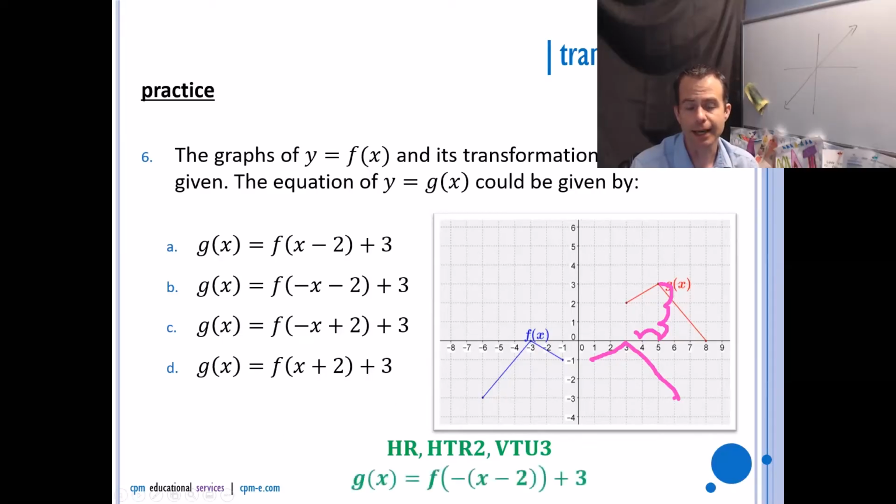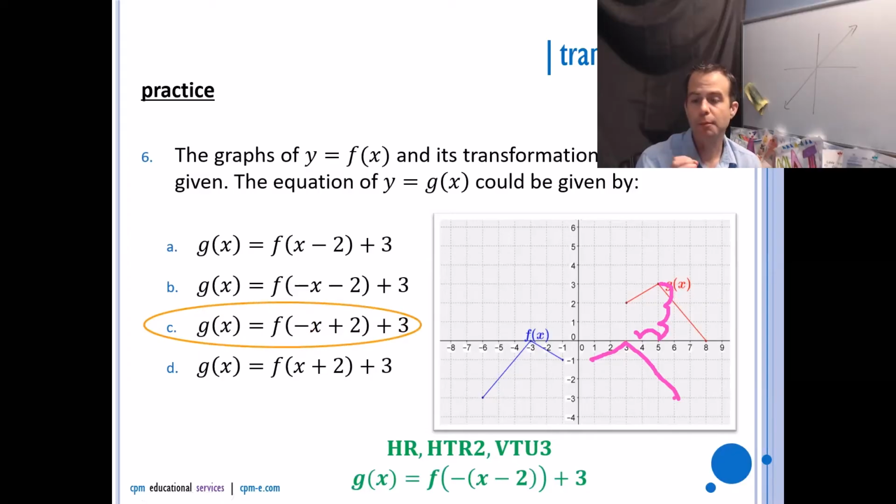Because if you did that, you would have come up with this equation first: g of x equals negative (x minus 2) and then plus 3. And then you would have seen, oh, okay, A, B, C, and D don't have those double sets of brackets. So I'm going to have to distribute my negative sign. That would be negative x plus 2, and that means that the answer is C.